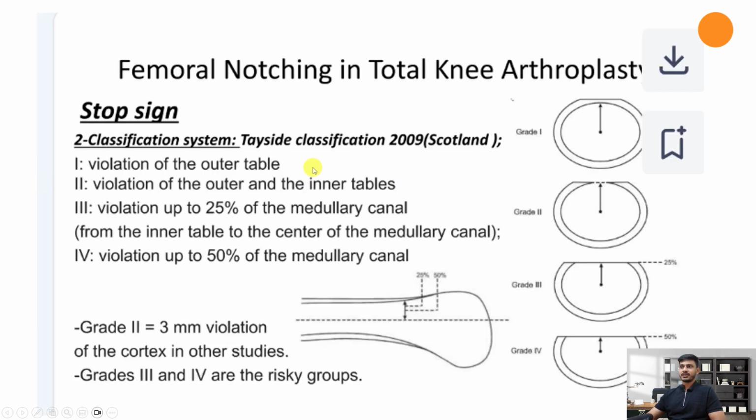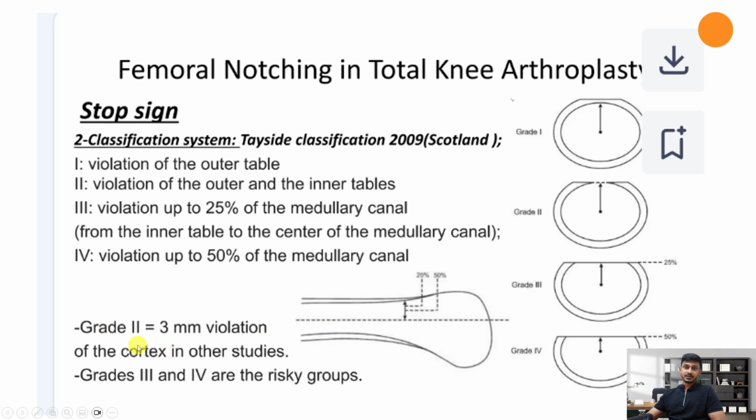So what is the classification? When we are taking the anterior cut, suppose we violate only the outer table of the anterior cortex of the femur, then it's grade 1. Grade 2 is violation of the outer and inner tables of the anterior cortex. The grade 3 is violation up to 25% of the medullary canal, and grade 4 is violation up to 50% of the medullary canal.